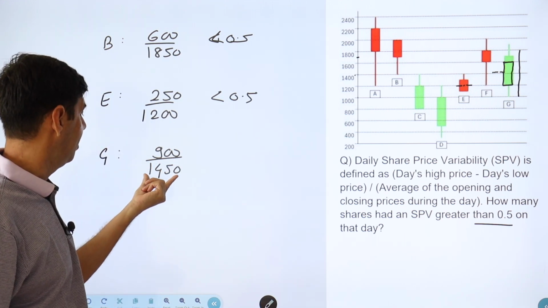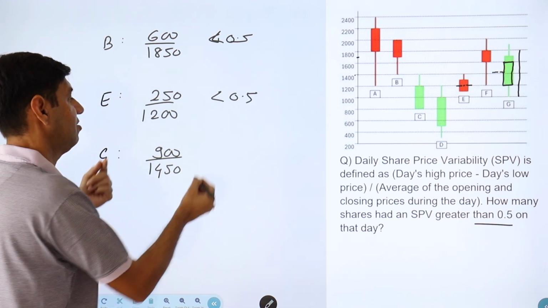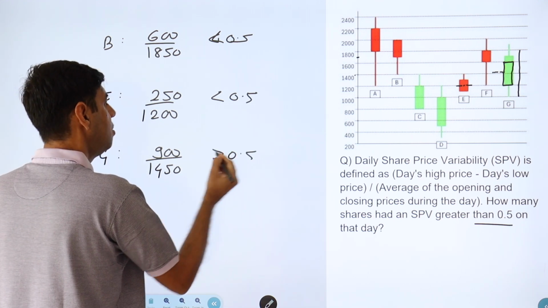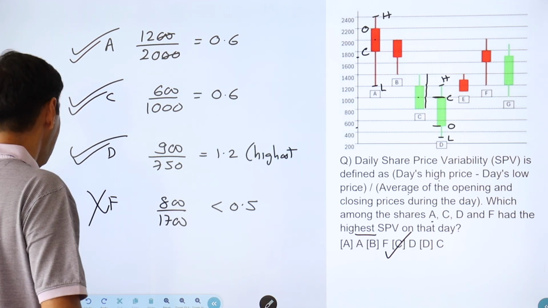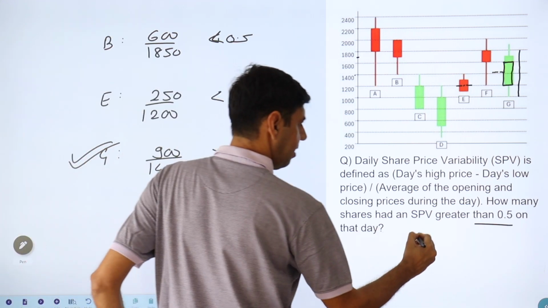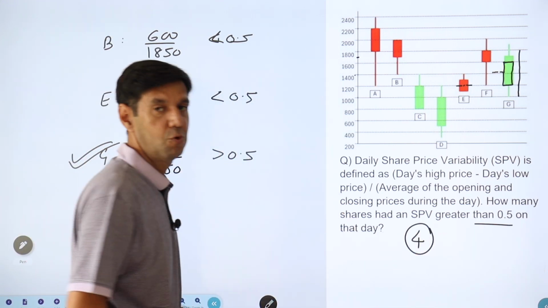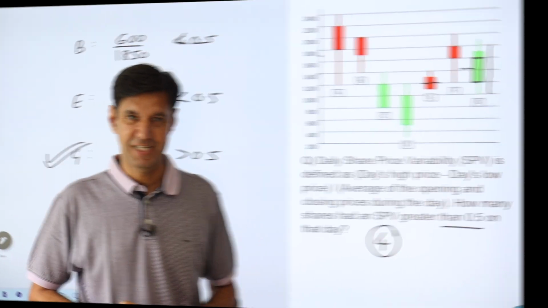Half of this is 725, so this is more than 0.5, so I would count this also. So 3 companies here and 1 company here. The total number of companies having SPV more than 0.5 is 4 companies.